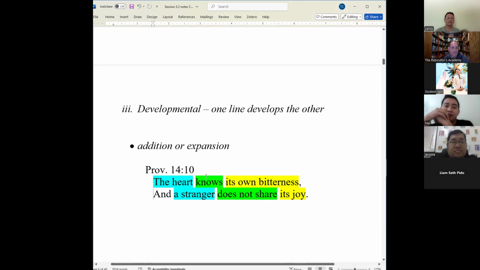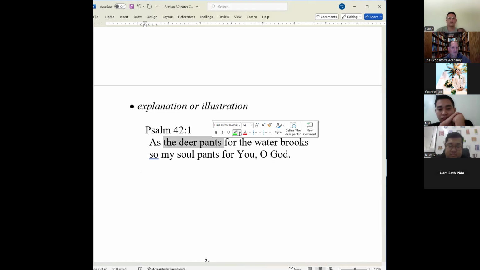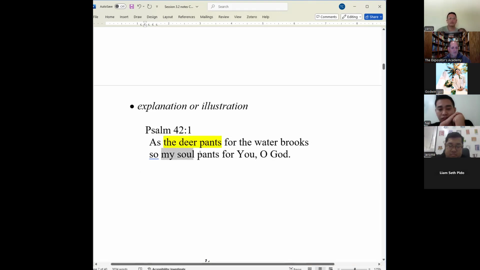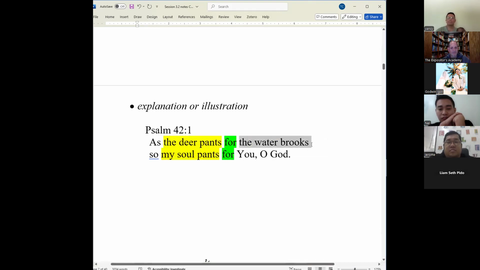A second form of developmental, second type, is explanation or illustration, where one line explains or illustrates the other. So in this case, we have, as the deer pants for the water brooks, so my soul pants for you, O God. All right. Now, notice that word so here gives us a little bit of a clue, but let's look at it. So, as the deer pants, my soul pants, and then is for, in this case, the water brooks versus God.